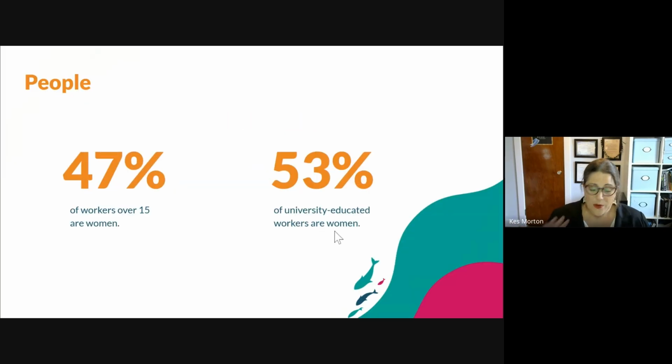So when we talk about people, one of the easiest ones to talk about is women in the workforce. So 47% of workers over 15 are women. So if you're not including women in your discussions, you're removing 47% of potential workers that you're talking about. 53% of university educated workers are women.